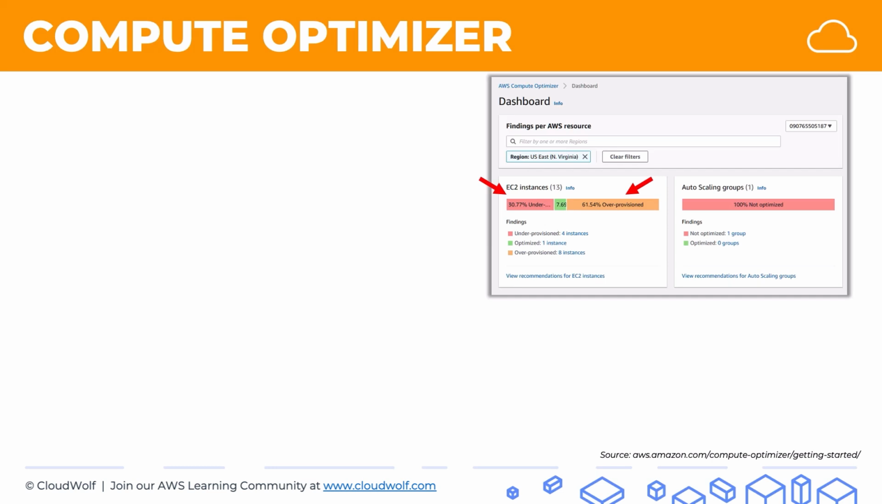And specifically, just remember for the exam, it works with EC2 instances, EBS volumes, ECS services on AWS Fargate and Lambda functions. So those four resources it can analyze.